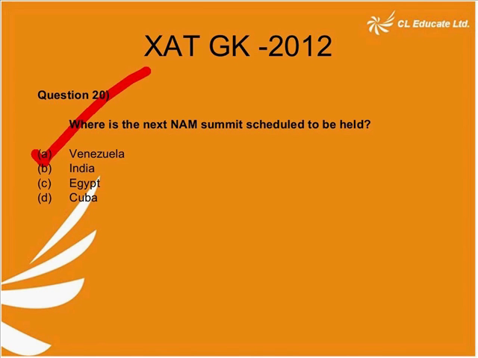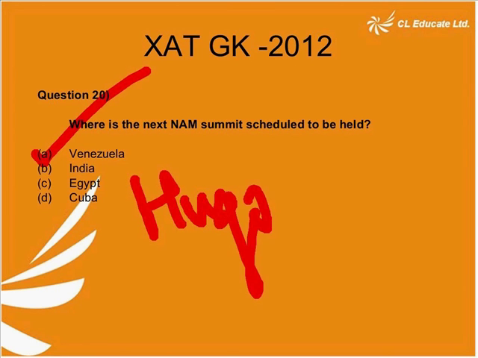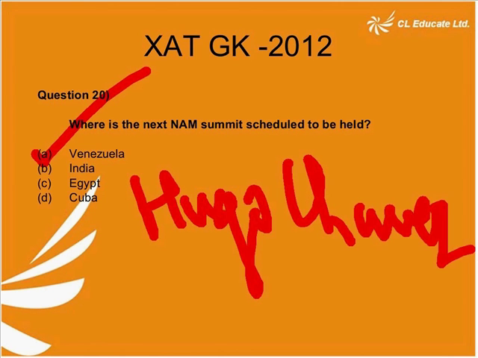So the president of this country is famous these days. Who is the president of this country who is famous these days? Yes, Hugo Chavez. He is undergoing cancer treatment these days and it is expected that he may die very soon because his cancer is malignant. Hugo Chavez.